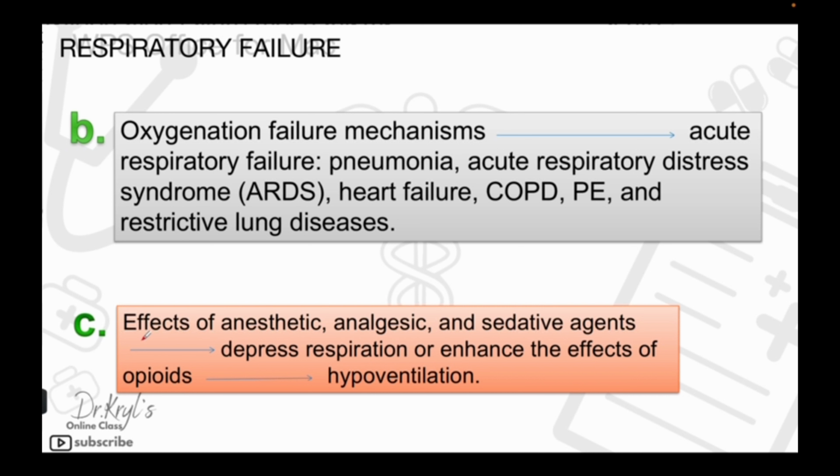In the post-operative period, especially after major thoracic or abdominal surgery, inadequate ventilation and respiratory failure may occur because of several factors. During this period, for example, acute respiratory failure may be caused by the effect of anesthesia or anesthetic, analgesic, and sedative agents, which may depress respiration, as mentioned earlier in our definition, or enhance the effect of opioids and lead to hypoventilation.